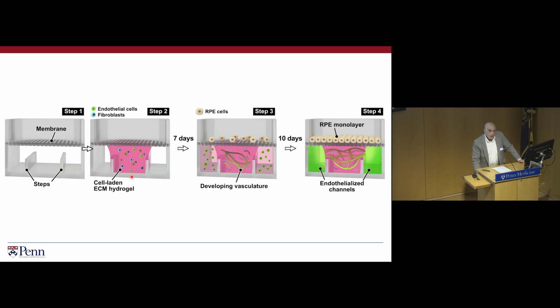So the way we inject the material is that we have a hydrogel material in which we inject primary endothelial cells and fibroblasts into the middle chamber. We allow this to grow for 7 days, and you can begin to see the vasculature forming in this bottom layer. We then inject endothelial cells into the 2 outer chambers and overlay a layer of RPE cells, primary RPE cells for this particular experiment. We wait 10 days, and the RPE layer is confluent, and we also have a very mature vasculature underneath.